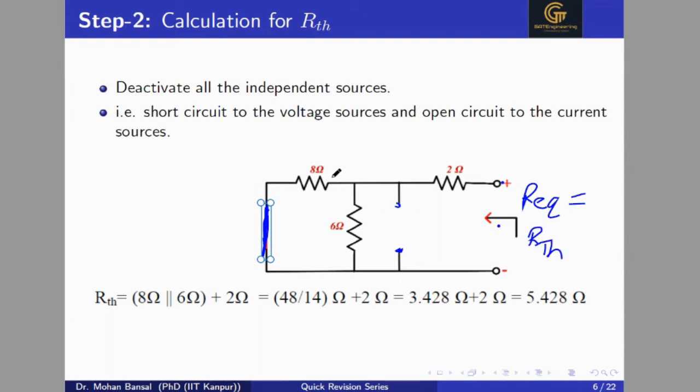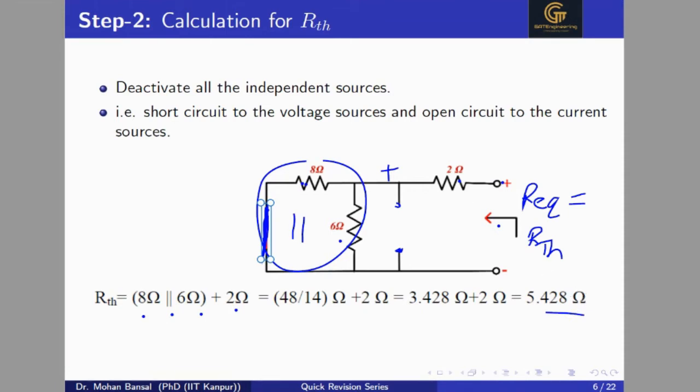In this circuit diagram, we can see that this 8 ohm is in parallel with the 6 ohm, and this overall 8 parallel 6 will be in series with the 2 ohm. So we can write 8 parallel 6 plus 2, which is nothing but 5.428 ohm. Now we got the VTH and RTH.